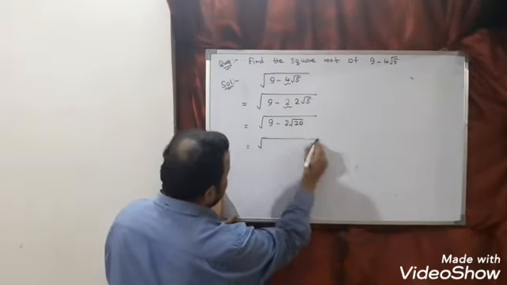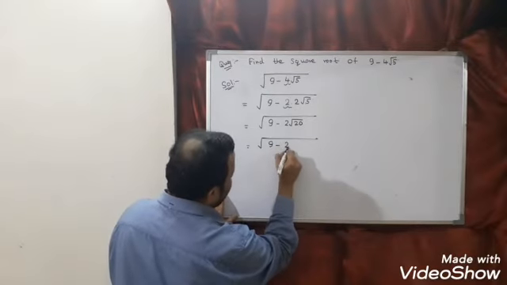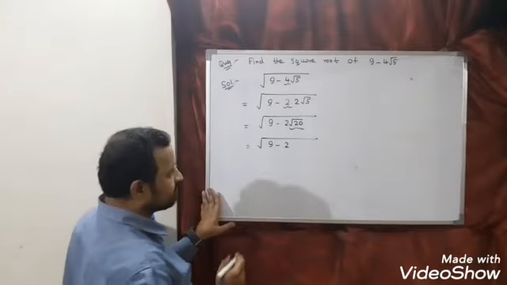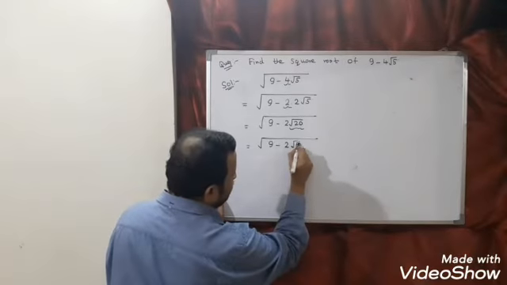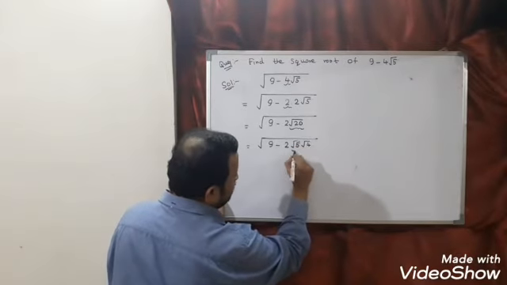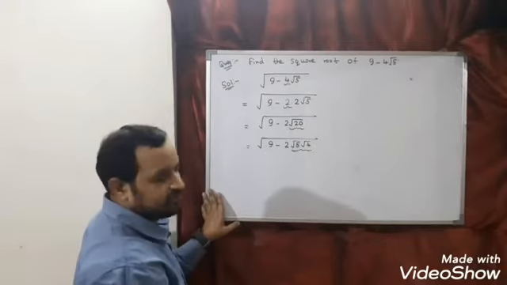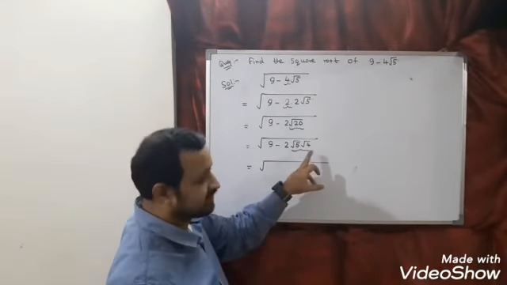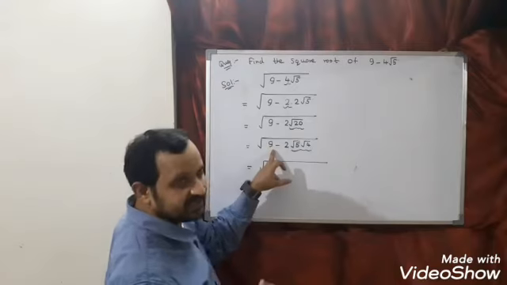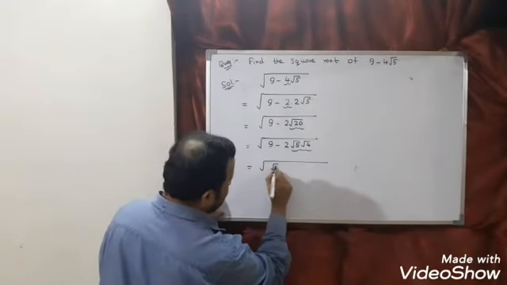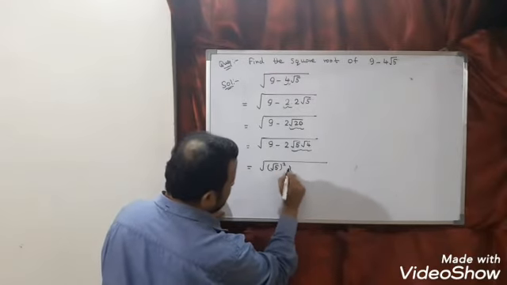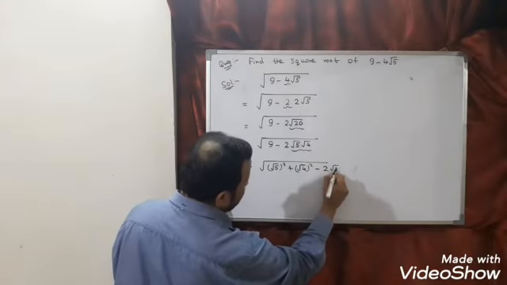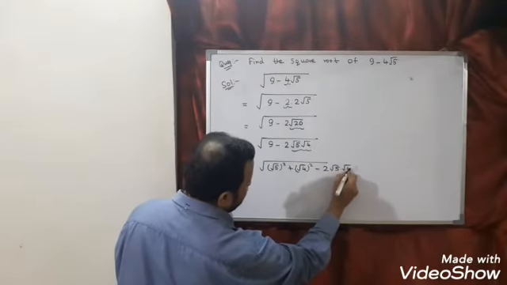So this I can say 9 minus 2. Can we write root 20 in terms of A and B? We can write this as root 5 into root 4. So root 5 into root 4 is nothing but root 20. Now this is A, this is B. So 9 in terms of A and B can be written as root 5 whole square plus root 4 whole square minus 2 times root 5 into root 4.